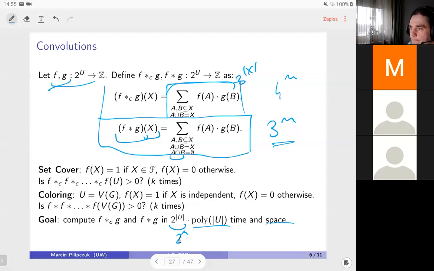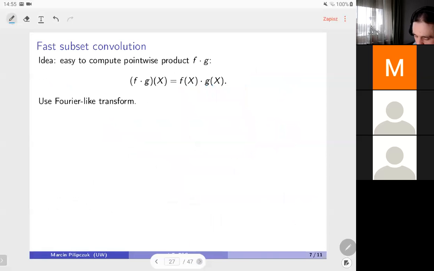Good, so we continue. The first idea is that these products are complicated, but there's a product that's easy to compute. Maybe it's not that useful a product, but it's the pointwise product. If you have two functions f and g and you want to compute the pointwise product defined like this, then it is trivial to do in time 2 to the n, because you're just taking the pointwise product. You cannot do it wrong; you would need to be smart to make it slower than 2 to the n.